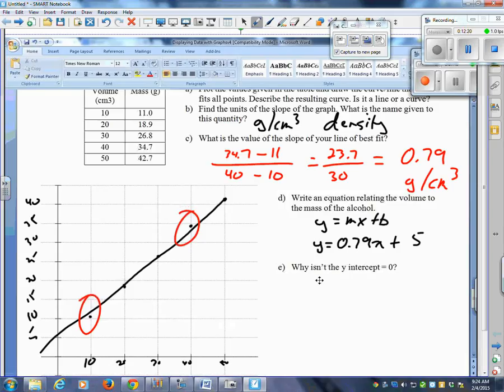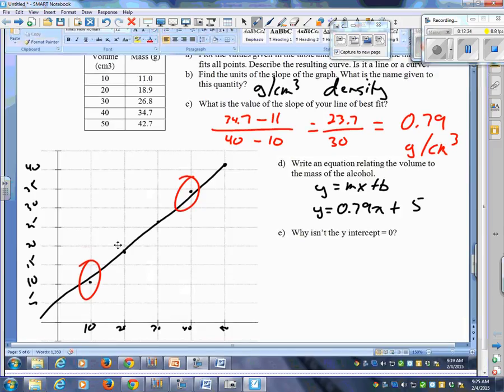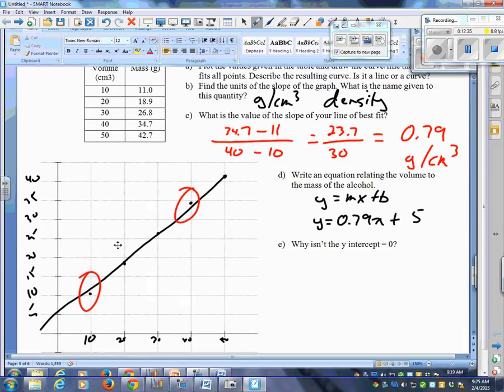Good. Why isn't the y-intercept equal to 0? What's causing the y-intercept to not be 0? Because if you have 0 cubic centimeters, shouldn't you have 0 grams? It should be 0, should it not? Sometimes when you weigh things, you have to put them in containers. So generally, that's going to be the mass of the container. Mass of the container equals approximately 5 grams.